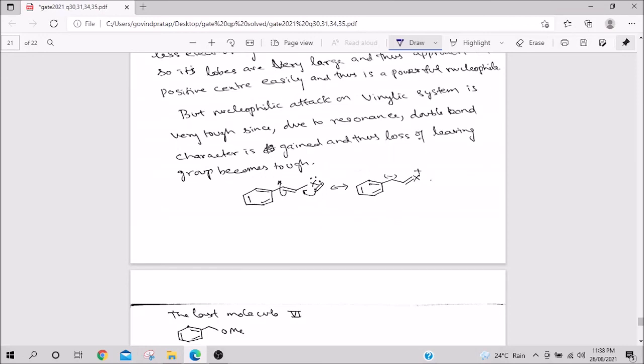This pi bond is there, and this X is there. X has a lone pair of electrons. So this comes here, and this comes here. So what happens? You are getting double bond character. And a double bond is any day stronger than a single bond. Now do you think this will break? It's not easy. So this will not happen.